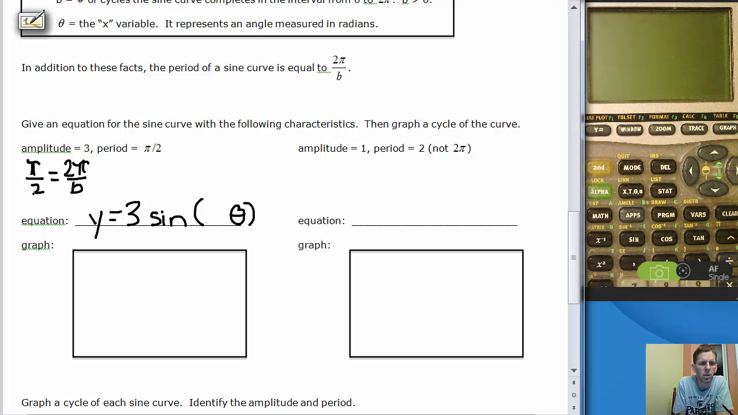So to solve for b, you could find common denominators, or you could cross multiply. If you cross multiply here, you're going to get pi times b equals 2 times 2, which is 4 pi. And if you divide both sides by pi, you'll get b equals 4. That's the value that goes here.